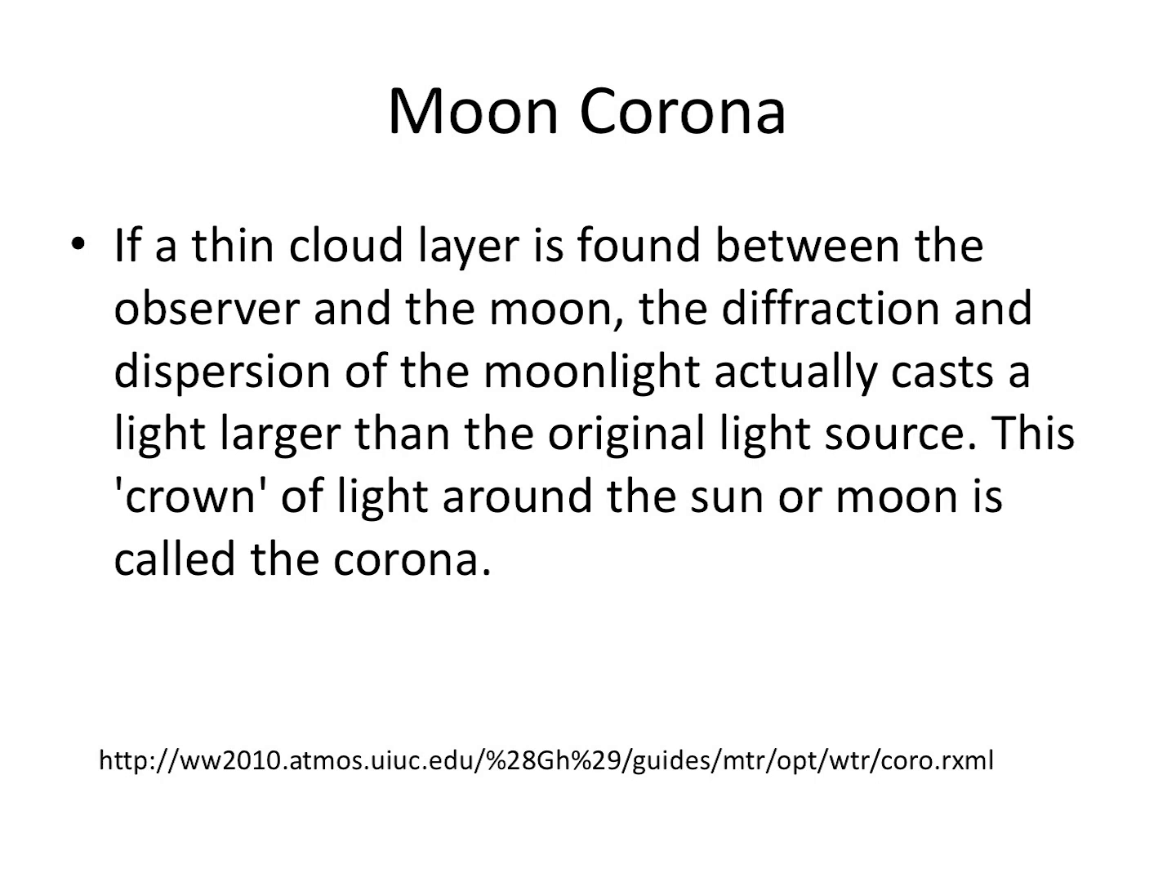This is something else that probably a lot of people have seen, a corona. Again, if you've got that thin layer of cirrus cloud sitting out there, as that moonlight comes through there, the diffraction and dispersion of that moonlight actually creates a wider glow of that light around the moon.